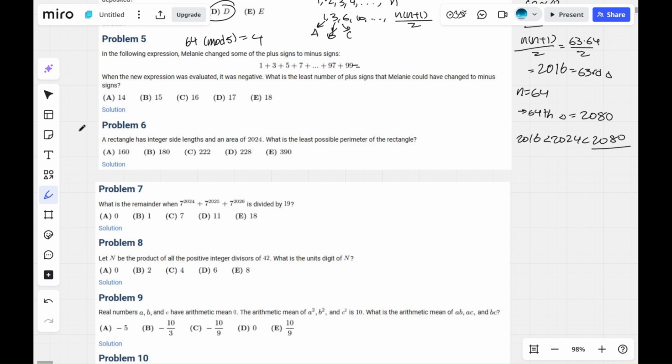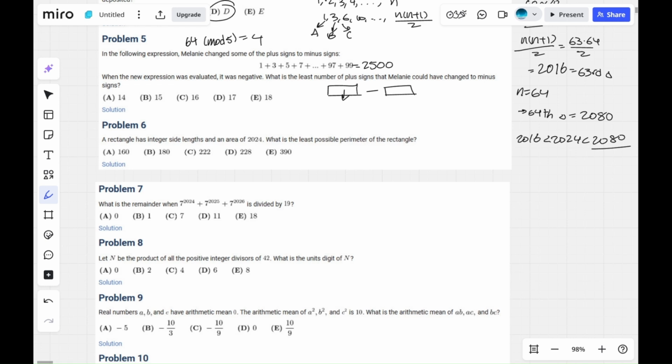So first we can evaluate this sum. These are the first 50 odd numbers, so their sum is going to be 50 squared, which is 2500. So we want the new expression to be negative. So basically we want to find numbers.